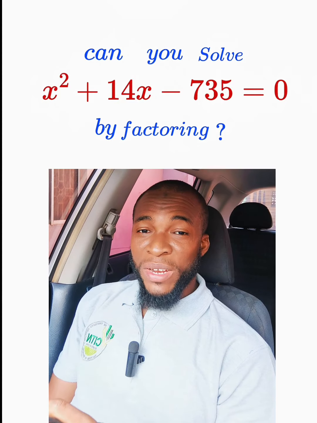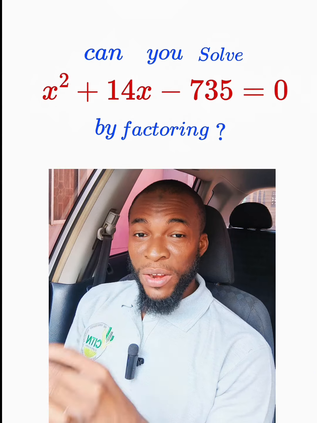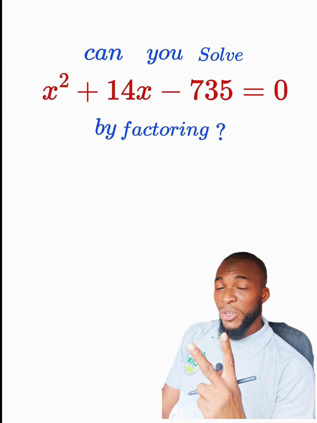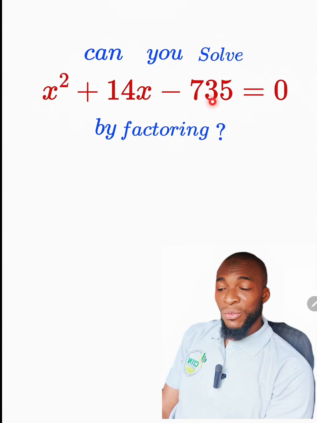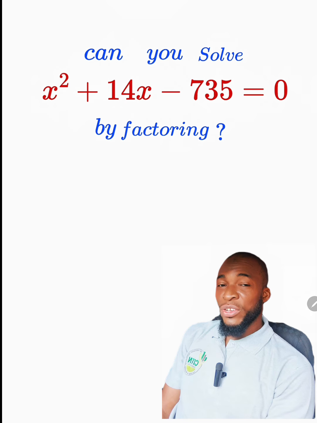Can you solve this quadratic equation by factorization? Remember, to factorize a quadratic expression, you have to think of two numbers, which when you multiply them together, you get the constant term, which in this case is negative 735. And when you add those two numbers together, you obtain the coefficient of x, which in this case is 14.